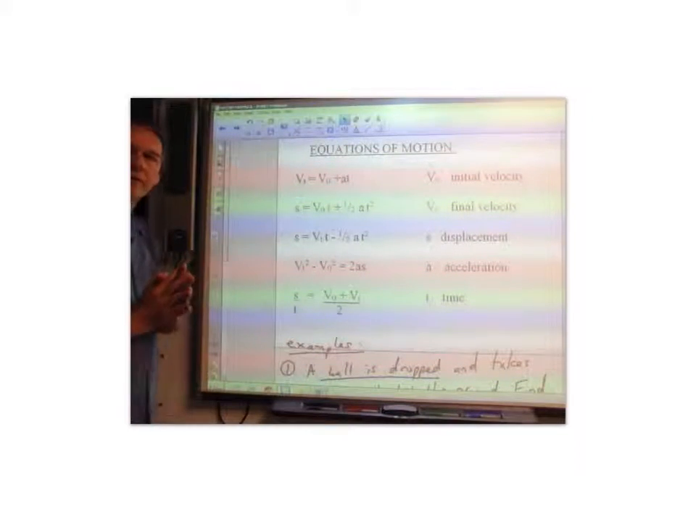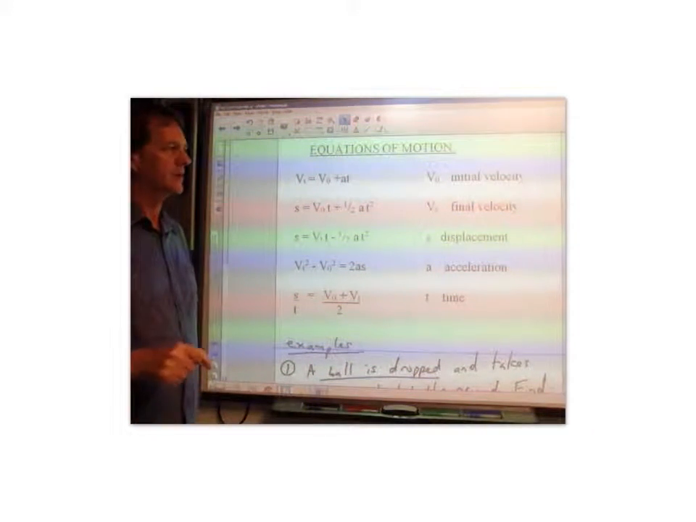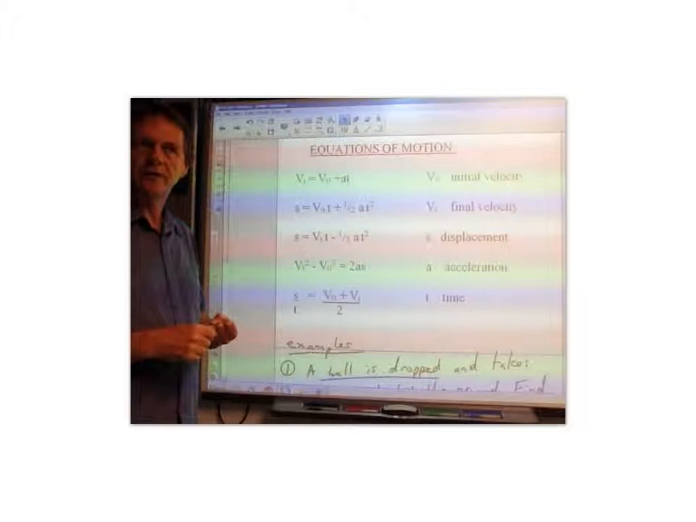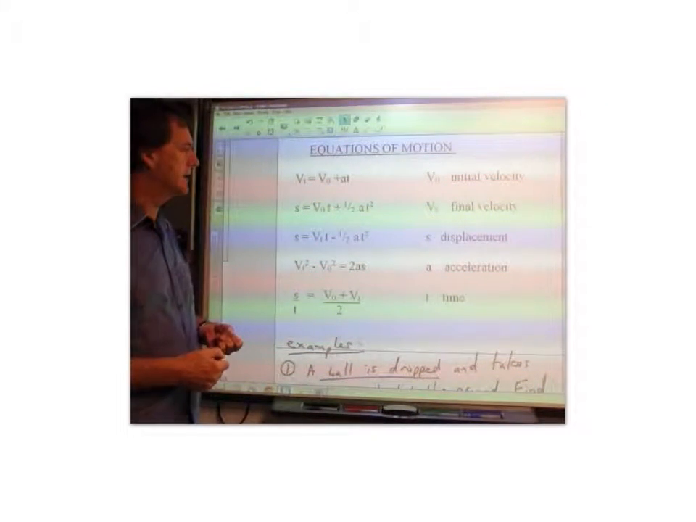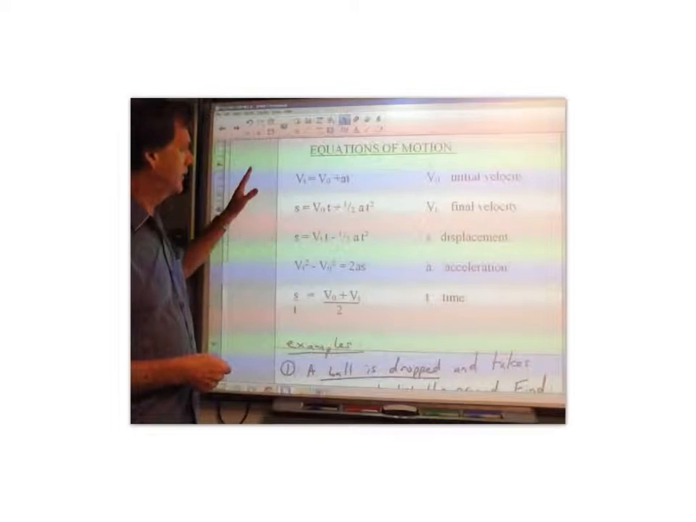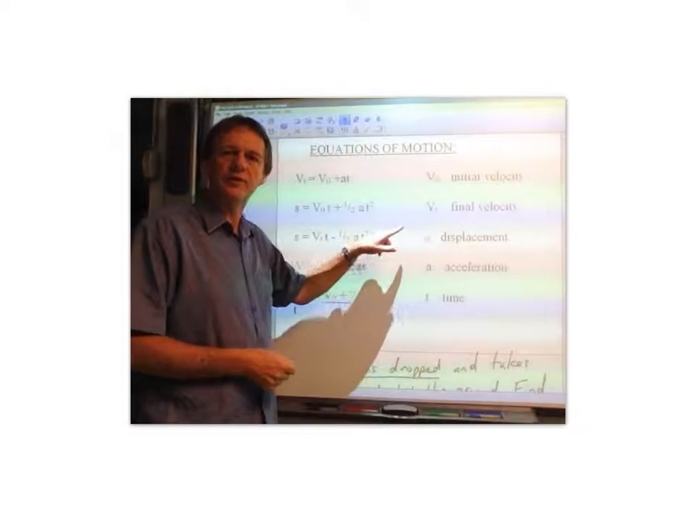Okay, let's have a look at 5 equations of motion here that we can use to solve any problem where the object's doing a constant acceleration and it's going in a straight line. So the 5 choices are there, and you've got 5 different quantities that are involved in this.